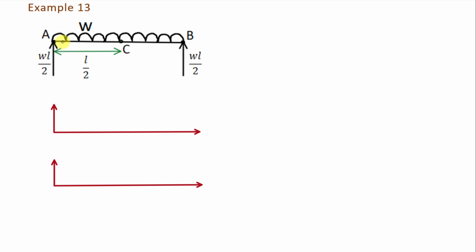In this example, there is a beam AB of length L, which is simply supported at point A and point B. There is a uniform distributed load W over this beam. In this example, we will draw the shear force diagram and bending moment diagram, and we will also find the value of bending moment at point C, which is at the distance of L by 2 from point A.